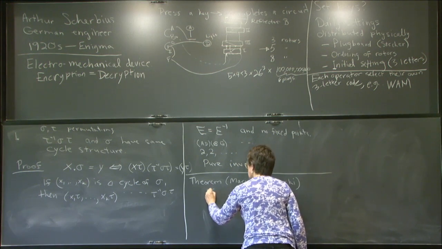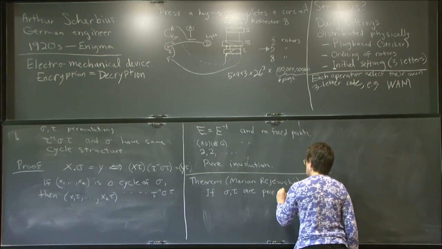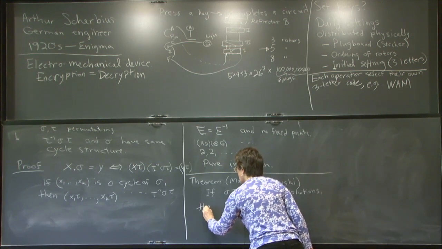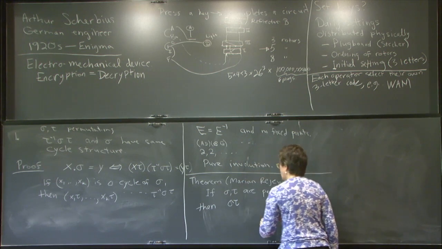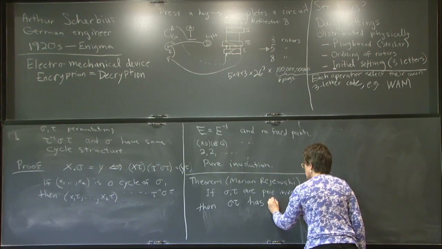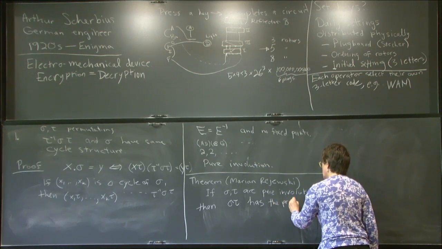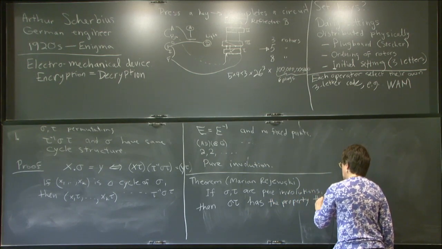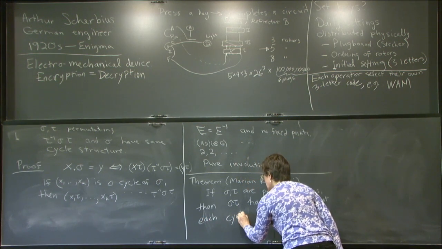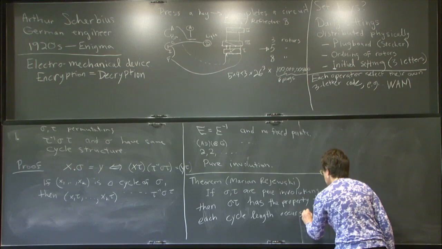Okay, so the theorem of Rajewski is, if sigma and tau are pure involutions, then the composition sigma tau has an even number of cycles of each length. So it has the property that each cycle length occurs an even number of times.